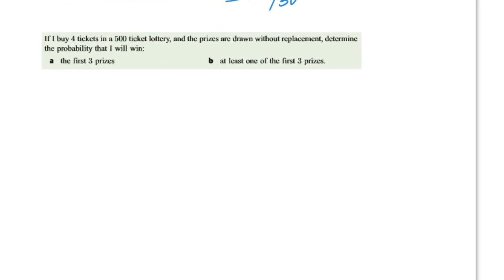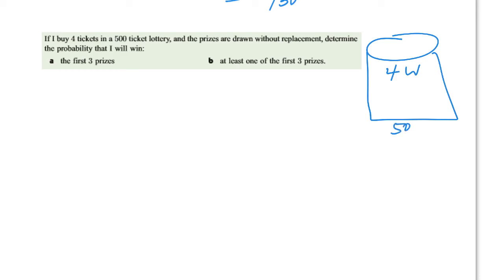Okay, finally, a jar of tickets in a lottery. I like to draw the jar. I have 4 of them. So that means in this jar there would be 4 winning tickets. And if it's 500 tickets, that means 496 losing tickets are in there. And we're going to pick without replacement.